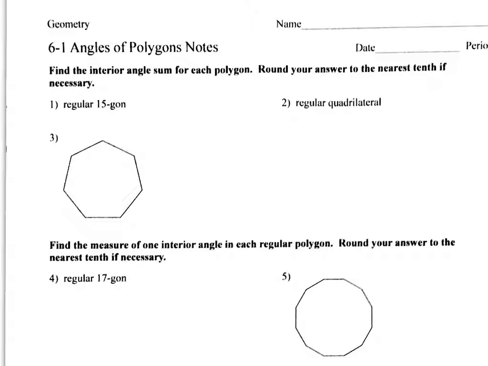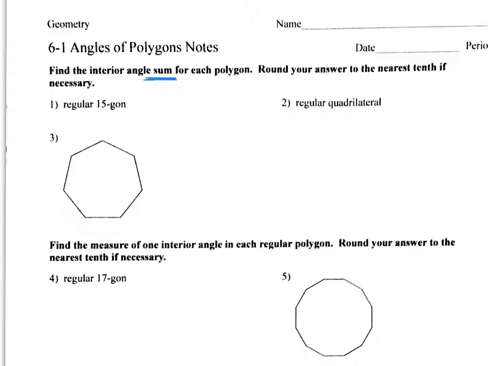Alright, lesson 6.1, Angles of Polygons. There are a couple of different things that we're going to do here. And again, this is going to be really important: you read directions. It says find the interior angle sum. Okay, that's important. Angle sum for each polygon. Round your answer to the nearest tenth if necessary.